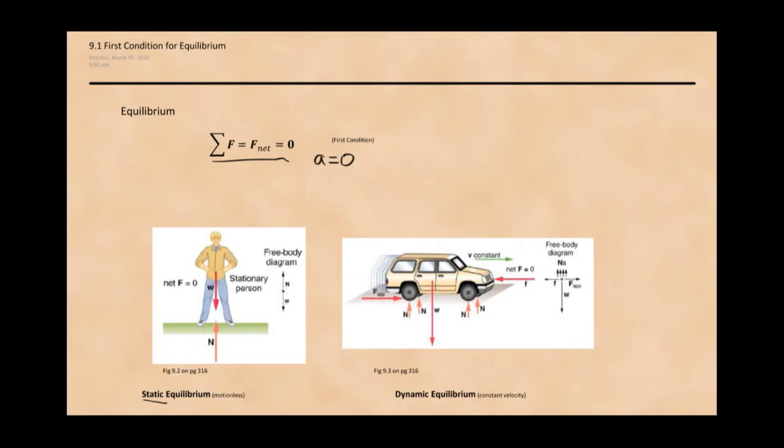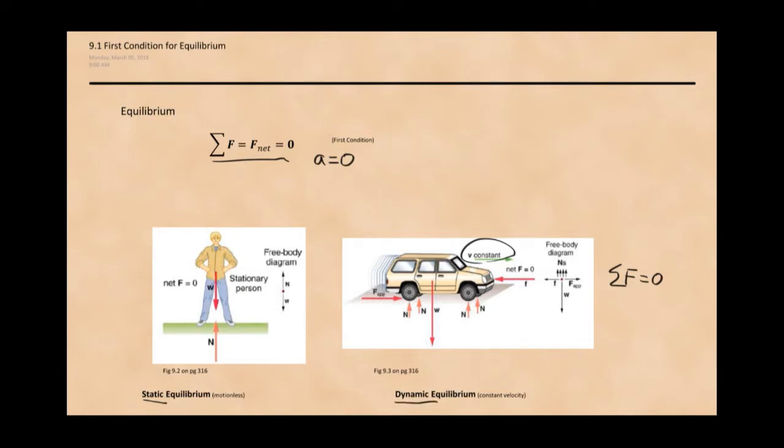In the second case, we have a car traveling at a constant speed. So even though there are a number of forces here, again, all the forces add up to zero. So there's no acceleration. But because it's moving, this is called dynamic equilibrium.